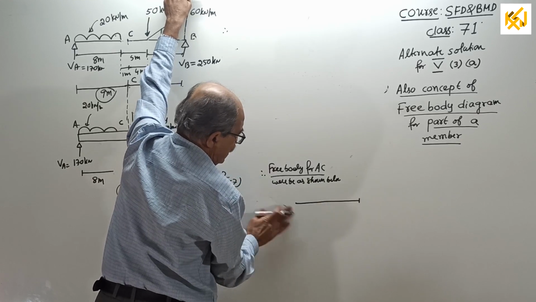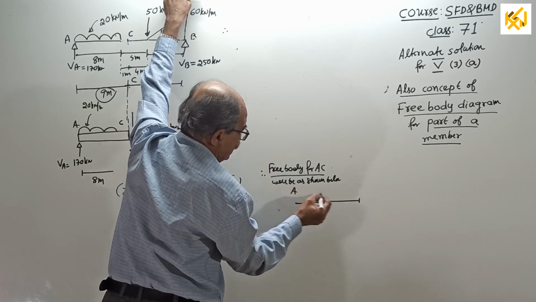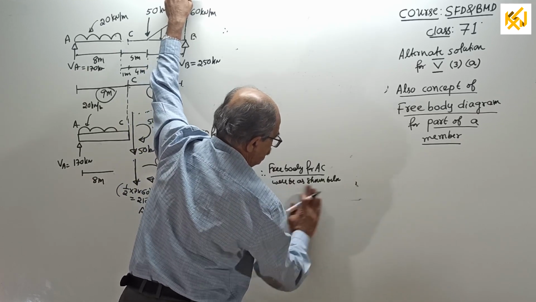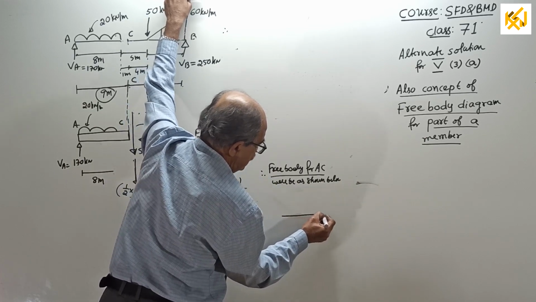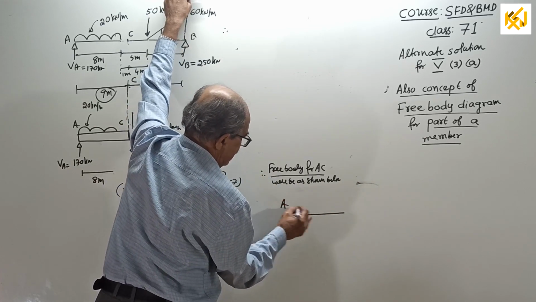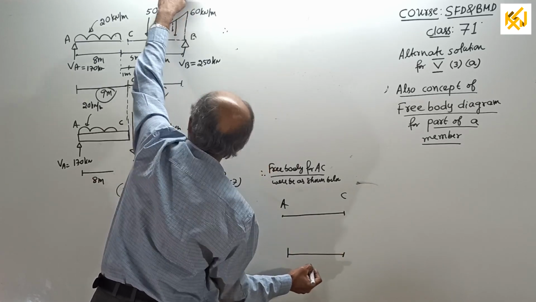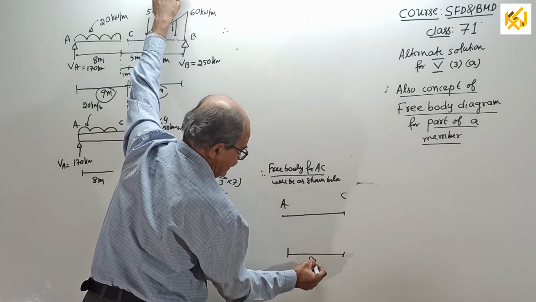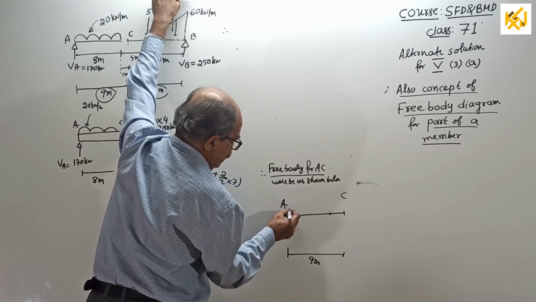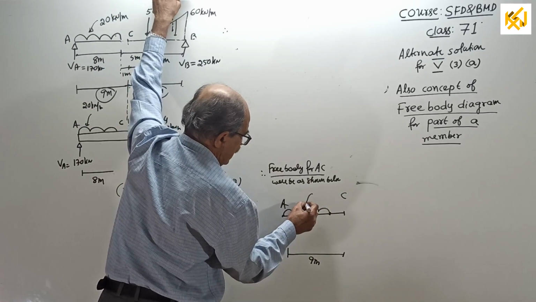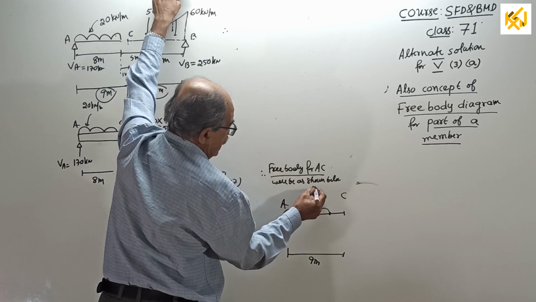I will do one thing now. I will not write any VA, VB like that, only numerical values, a little more down. This is A, this is C. The total length of the member is how much? 9 meter. Up to 8 meter UDL is there. How much UDL? 20 kilonewton per meter.